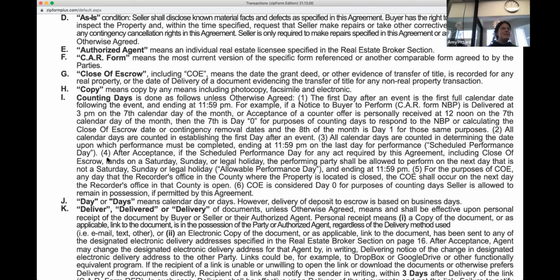Everybody understand all this up to this point? They did a good job re-clarifying the days. I appreciate that.